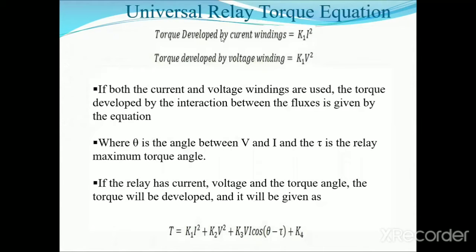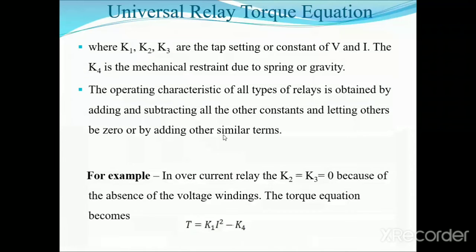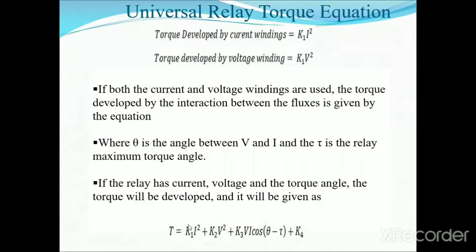By using this universal relay torque equation we can describe the operation of any electrical relay. How do we describe any electrical relay operation? Suppose we are taking the overcurrent relay. In that overcurrent relay there is no voltage winding, that's why we take K2 = K3 = 0. Then substitute K2 = K3 = 0 in the universal relay torque equation, and we obtain K1 I square plus K4.